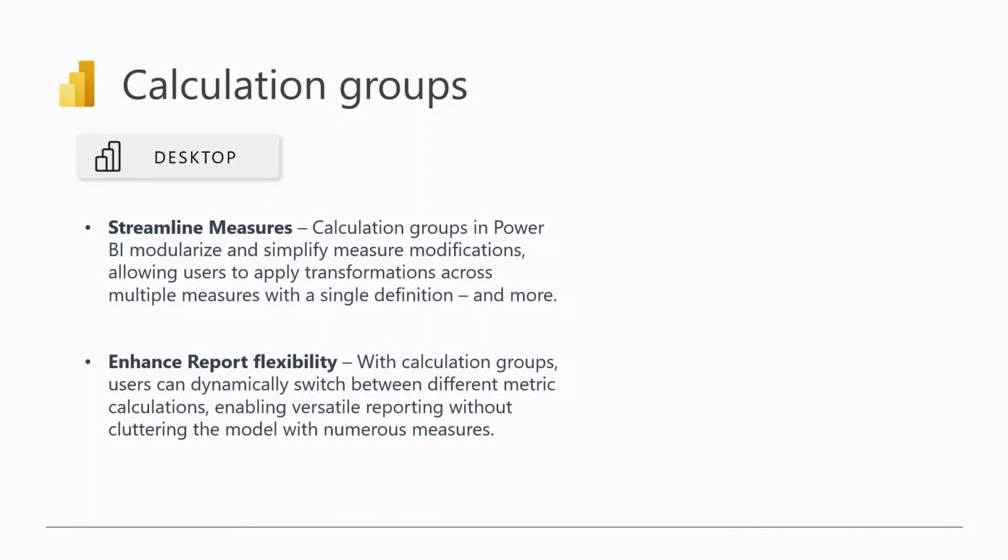Then we have calculation groups. So calculation groups is a feature that actually have been in Power BI for quite some time. It allows us to streamline our measures, and it makes our reporting more flexible. The new thing is that calculation groups will be in desktop. But more on that.